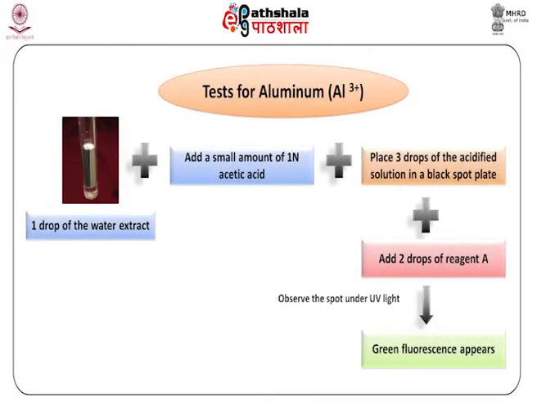Take water extract and add a small amount of 1 normal acetic acid in order to make it slightly acidic. Place 3 drops of the acidified solution in a black spot plate. Now add 2 drops of reagent A. Observe the spot under UV light. If green fluorescence appears, it indicates the presence of aluminium.